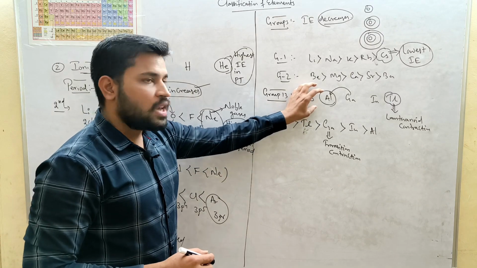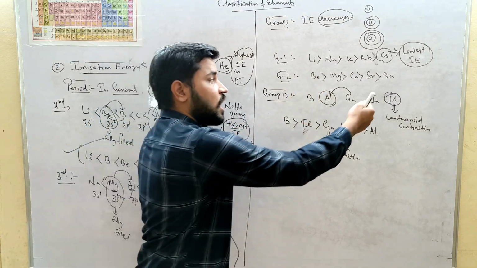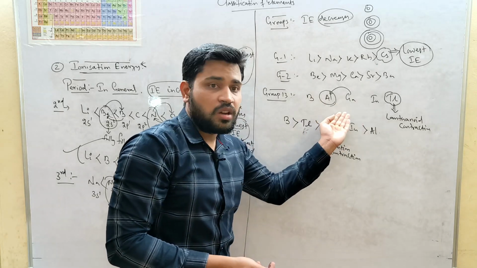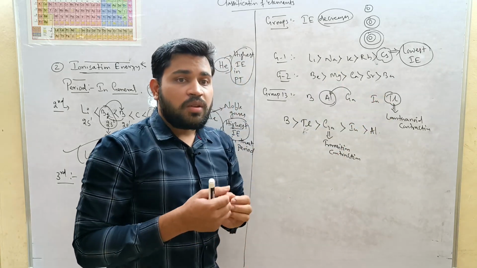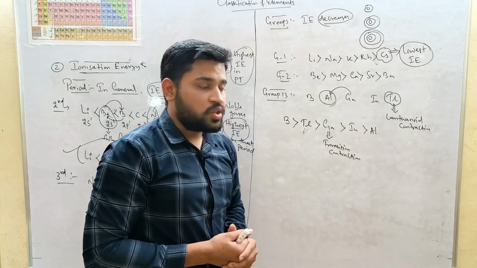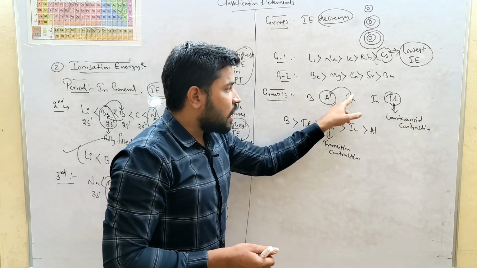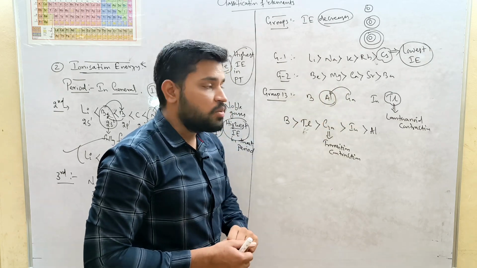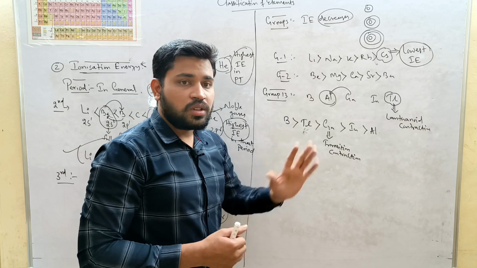Here you can see boron has more ionization energy, but thallium, being at the end, contains more shells than all the other elements. Still, it has more ionization energy because of lanthanoid contraction. Also, the ionization energy of gallium is more than aluminium because of transition contraction.